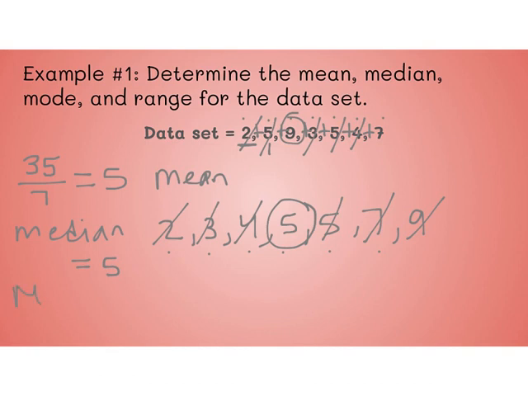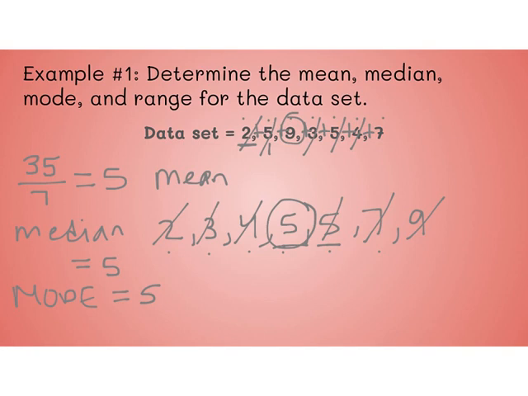Now I have my mode that I'm looking for. I'm looking to see what number occurred the most. I end up having 2 5s right there, so 5 would be my most number that occurred. There's no other number that occurred twice, so 5 would be the only mode.